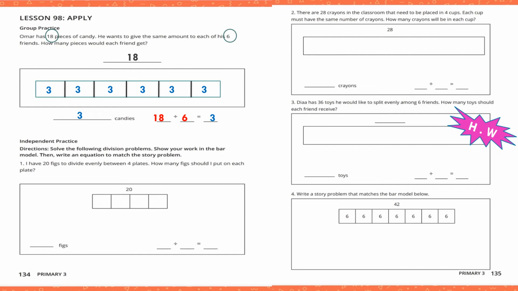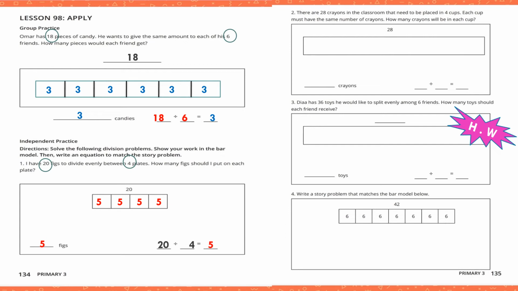Number 1, I have 20 figs to divide evenly between 4 plates. How many figs should I put on each plate? So I have 20, the total is 20. And I want to divide them between 4. 20 divided by 4 equals what? 20 divided by 4 equals 5. So each plate has 5 figs.